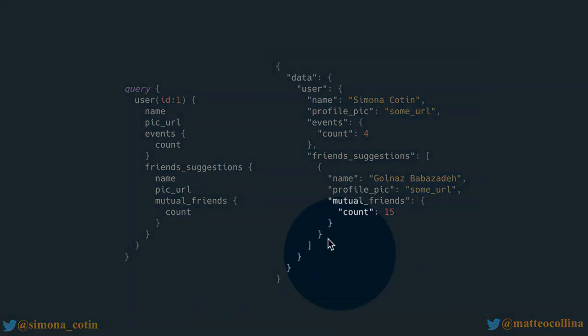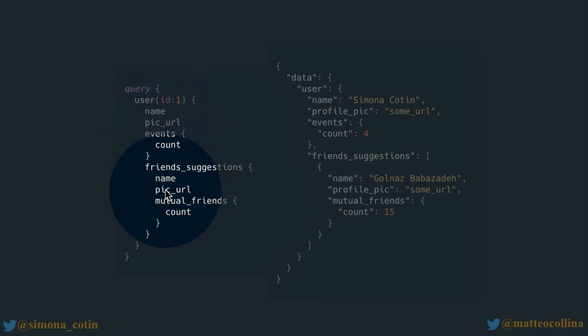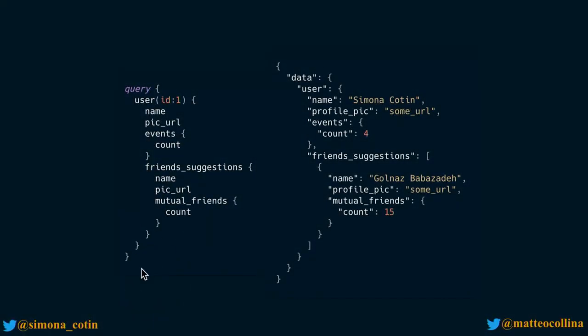So let's jump in and see how GraphQL solves these problems. Now, you see here that you have a nice GraphQL query. And this query part is where we start a GraphQL query. Then we ask for a user here, the user with ID 1, which is the main user of my app. But then we can actually ask for more things. We can ask for the events of this user, the friend suggestions, and the mutual friends.